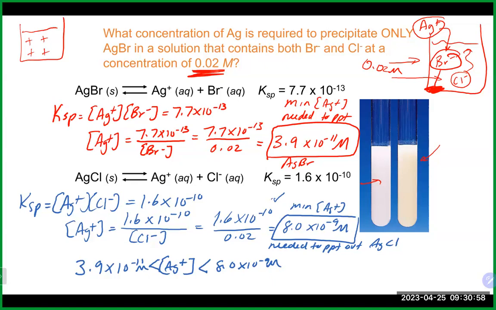What would happen if I had the silver concentration lower than 3.9 times 10 to the minus 11? Would I see anything happen? I wouldn't see anything happen, right? Because that's too low for the bromide, and that's still too low, obviously, for the chloride, so you wouldn't see anything happen. So again, if you want to pick each ion off one at a time, you could, in this example, control that silver concentration, and you'll know what you have coming out at that point. Yeah.